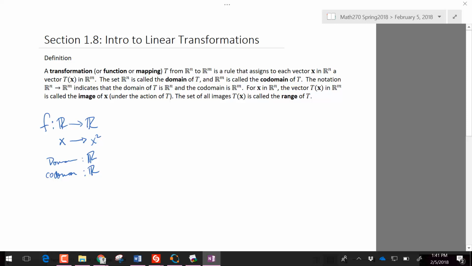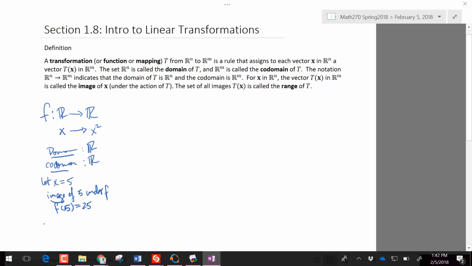The image of x, so let's find a particular value for x. Let x equal 5. Then the image of 5 under the function f is going to be f of 5. What's f of 5 in this case? It squares it, right? So that's 25. So the image of 5 is 25. So we have domain, codomain, image, and the range is going to be all the possible image values. So what's the range of f? What values can you have as an output? All the possible values you can have as an output? 0 to infinity, right? Including 0. So your range will be 0 to infinity.